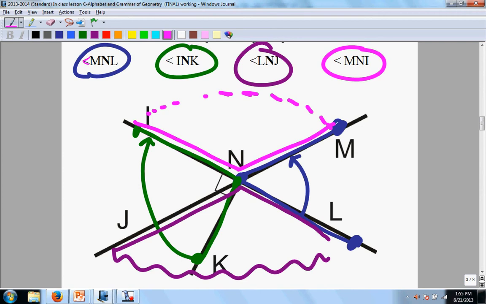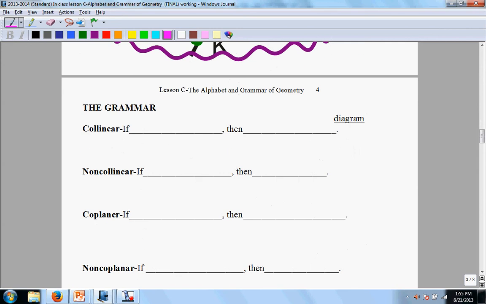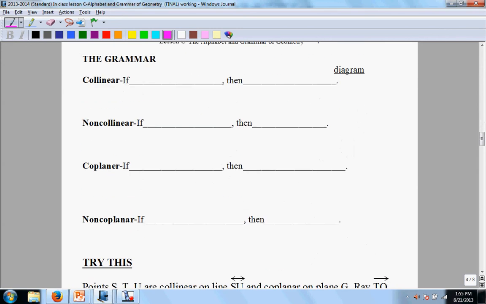Okay, take a look up here. You should have those two big wide angles. How many of you traced and swept those correctly? Raise your hand. Excellent job. Okay, now we're going to go through a little exercise. I have some grammar. What you just learned: point, line, ray, segment, plane. That's your alphabet in geometry.